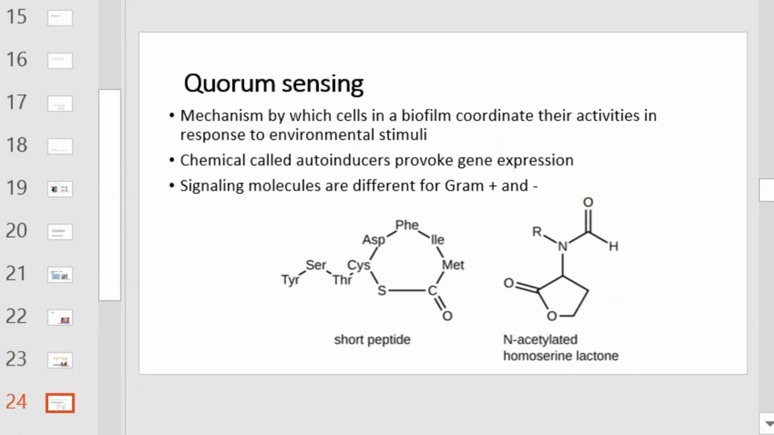Quorum sensing is a mechanism by which cells in a biofilm coordinate their activities in response to environmental stimuli. Chemicals called autoinducers provoke gene expression. Signaling molecules are different in gram-positive and gram-negative cells.